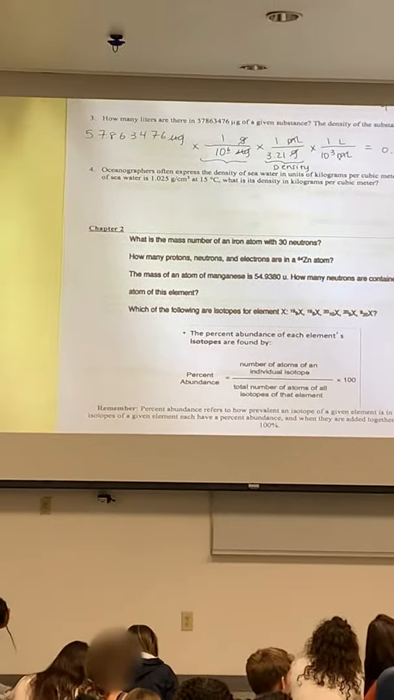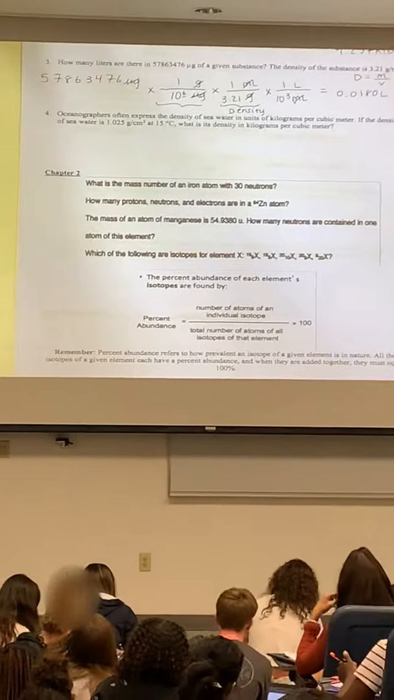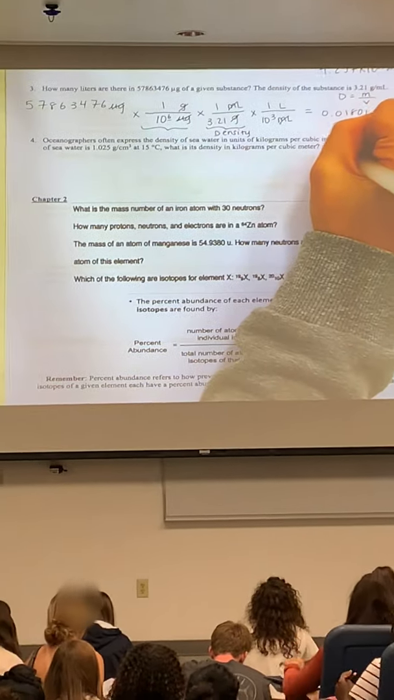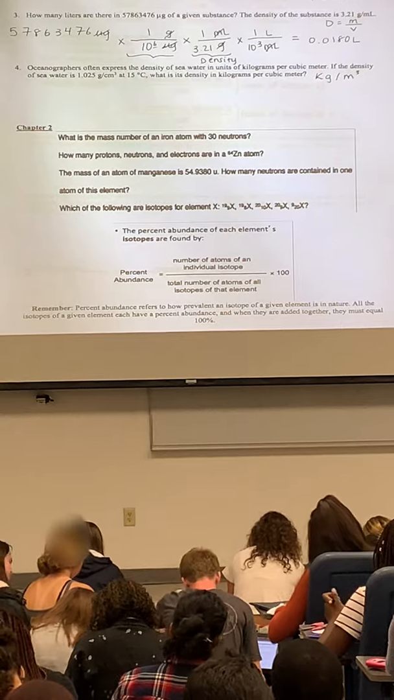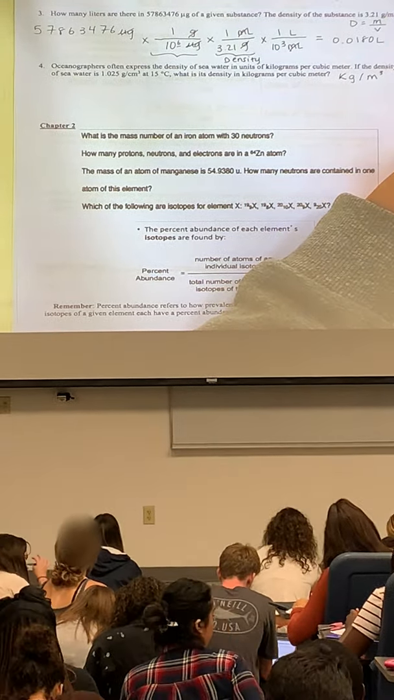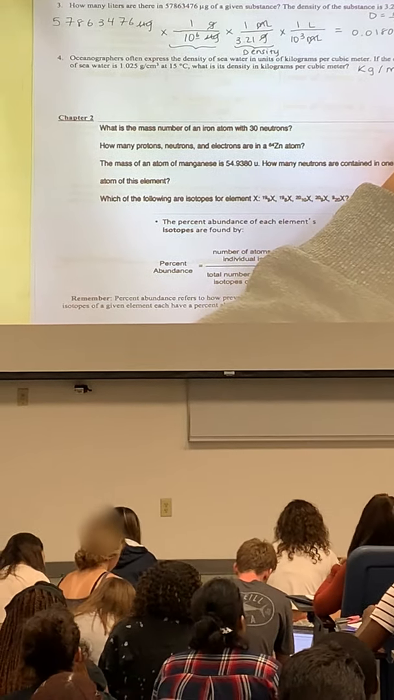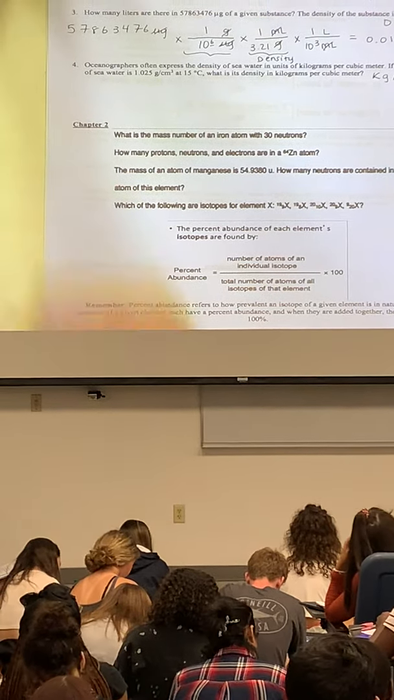Okay, and this next one, I would skip it because we've done a lot of them, but this one, I really want to point something out. So we're going to do it anyway. Oceanographers often express the density of seawater in units of kilograms per cubic meter, so kilograms per meters cubed. If the density of seawater is 1.025 grams per centimeters cubed, what is the density in kilograms per meter cubed, per cubic meter? So for this one, it's a little bit different.